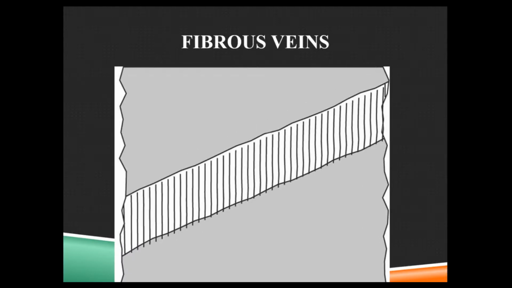On the other hand, here's a cartoon drawing of a fibrous vein. You can see it's not the actual black lines, but it's the white space between them. Each long, thin white area is one fibrous mineral crystal.